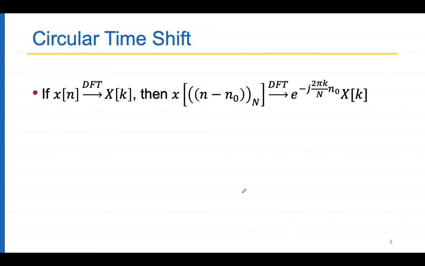Okay, next, if I do this circular time shift, basically I shift n by a delay n naught, then what do I get? Then what do I get in the DFT? How does the transform change? So my proposition is that the transform changes like this. This is how we also saw it change in the DTFT.